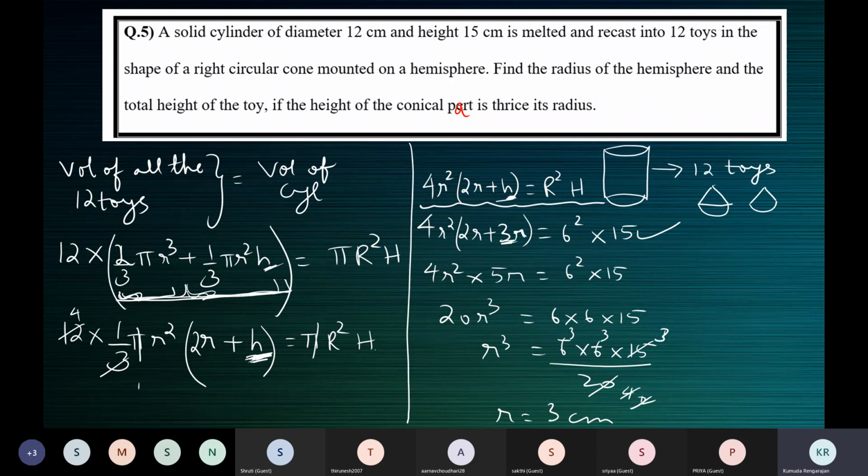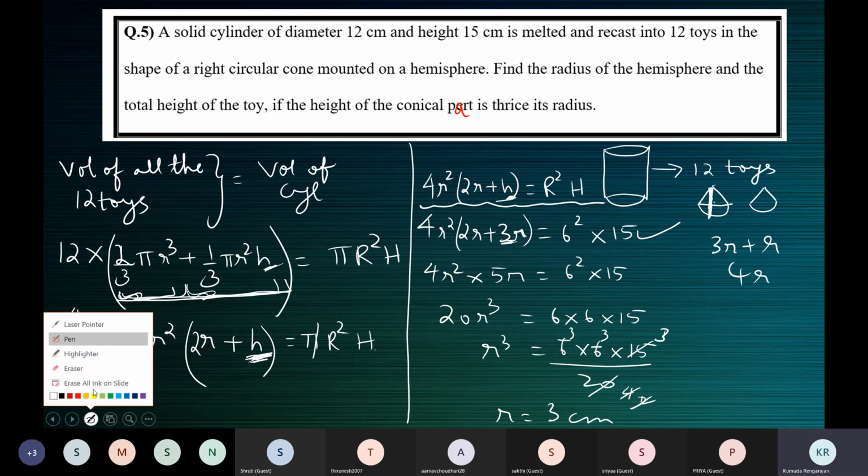And the height of the toy is the height of the cone plus the height of the hemisphere. Height of the cone is 3r. It's given. The height of the conical part is thrice the radius. This is 3r and this is r. So 4r is the height of the toy, which is 12 centimeters.